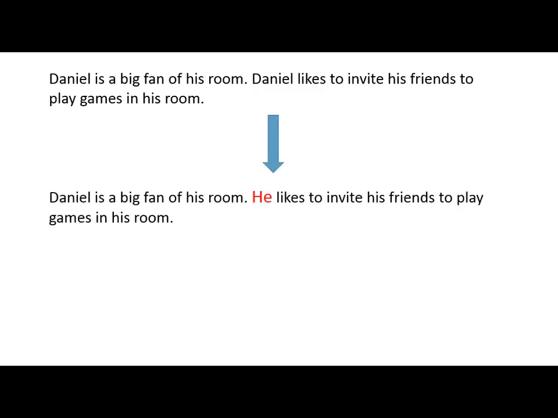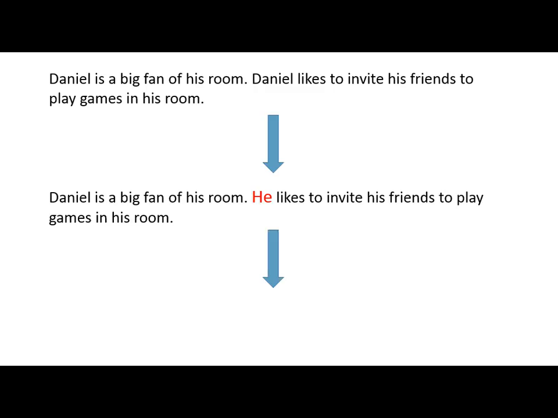Here is an expansion of that example. Daniel is a big fan of his room. Daniel likes to invite his friends to play games in his room. Now again, grammatically, this works, but it is not the best writing, and we can use pronouns to improve it. So, firstly, let's replace the second Daniel with he. It is obvious that the he refers to Daniel because we have just made a statement about Daniel being a big fan of his room, and so the he can't refer to any other person in that context, and therefore there is no need to use Daniel's name again and for the writing to sound quite repetitive.